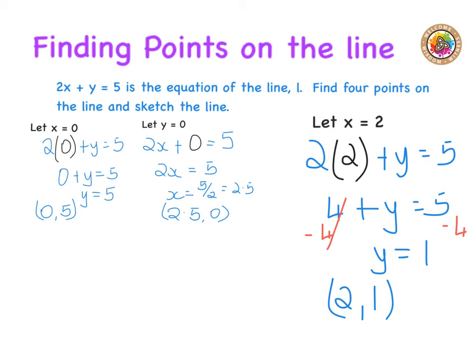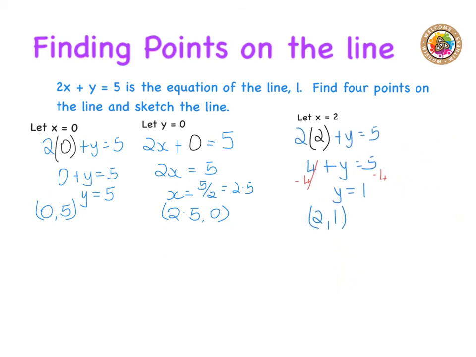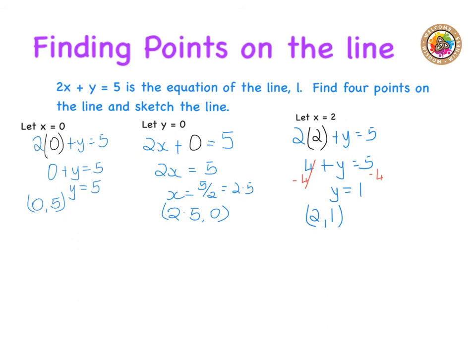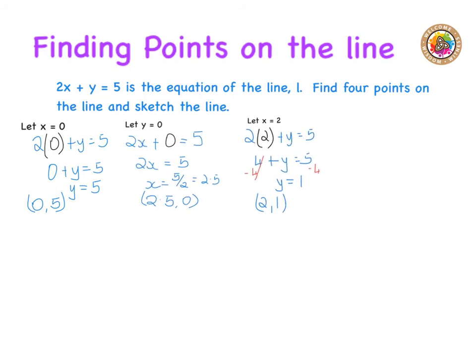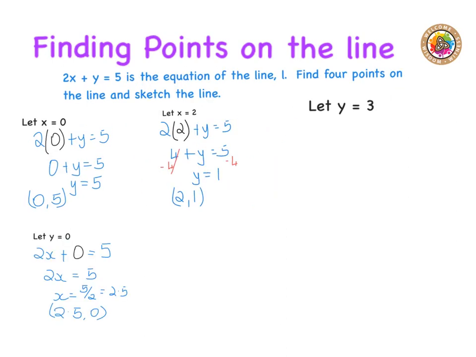Okay, so that's 3 points that we've gotten now, or 3 coordinates. So we need to just get one more. This time I'll let y equal 3, and we will proceed the same as before. So here we'll have 2x plus, and this time instead of y, I'm going to write down 3, and that's equal to 5. Now I want to get x on its own, so I'm going to take away that 3 there, which means I'll take away 3 here.